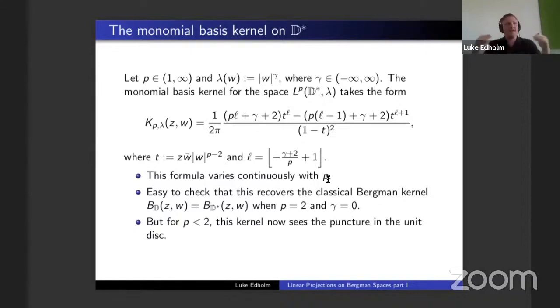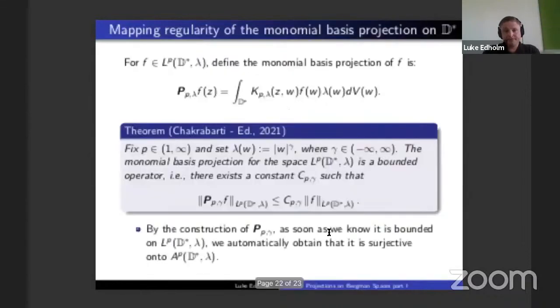That's a stark contrast to the P Sub-Bergman kernels that I just talked about a minute ago, where it's the same thing until you get to a threshold, and then there's a jump to a different kind of kernel. It's very easy to check that this recovers the classical Bergman kernel when P is 2 and the weight is 0. But the most important thing is that for P less than 2, this kernel is now seeing the puncture in the unit disk, and the classical Bergman kernel can't do that.